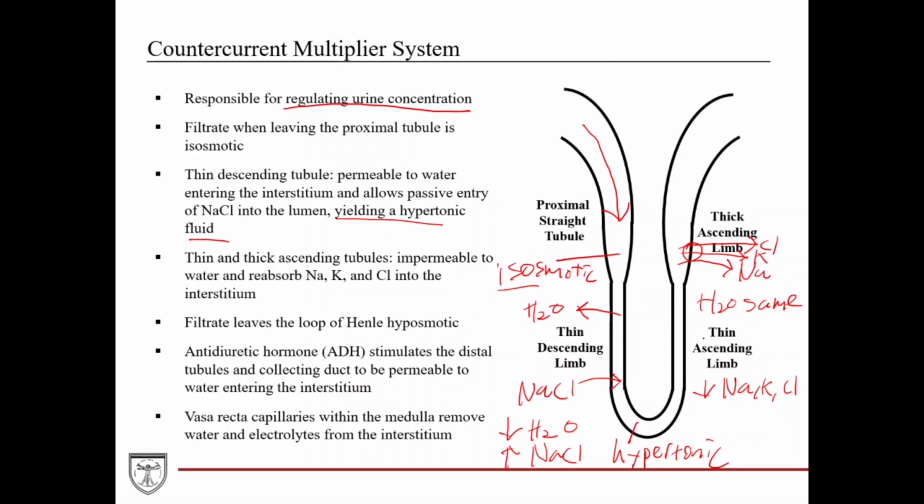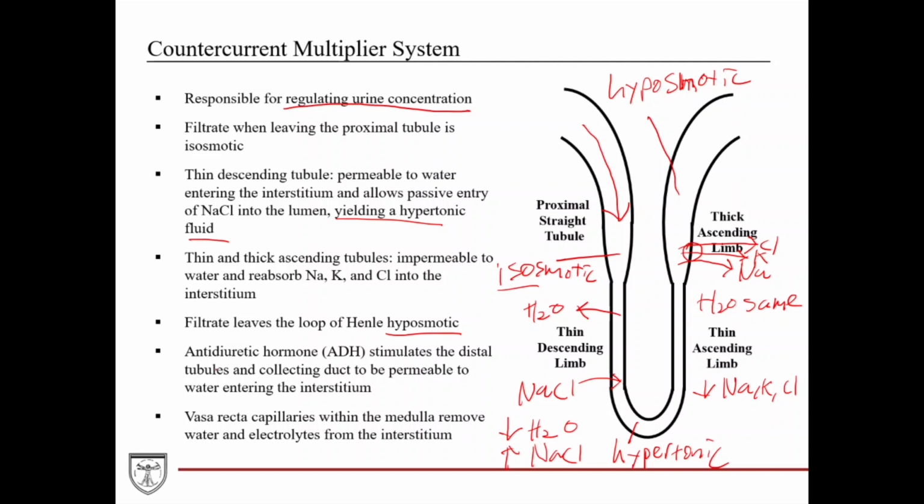So you could be wondering, how do you go from hypertonic to, as I say here, when filtrate leaves the loop of Henle, it's actually hypoosmotic. And so when you get up to this point, you've removed so much sodium, and remember, you have left the water level the same, that when leaving the loop of Henle, it's hypoosmotic. So that can be a test question as well: what's the osmolarity of the filtrate when leaving the loop of Henle?